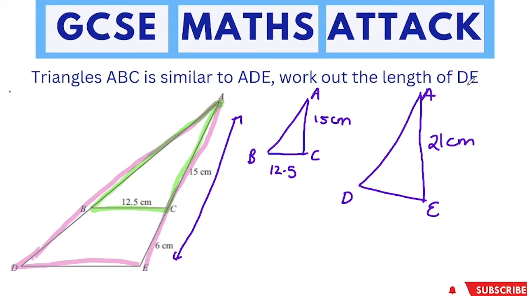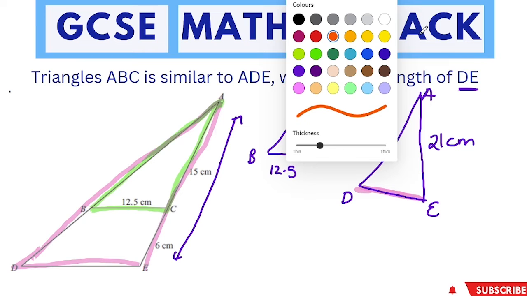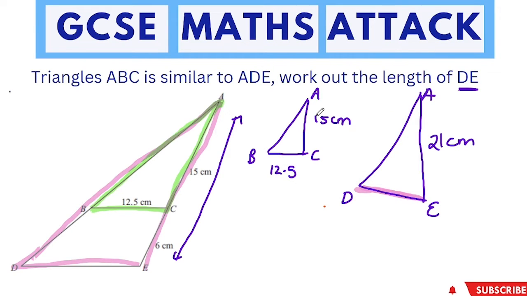I'm asked to work out the length of DE. So let's identify where DE is. DE is over here. Now, obviously, my drawing is not as accurate as possible, but we're just going to have to make do with what I've drawn. Okay, so the first thing we need to do is work out the corresponding sides. So I can see that AC is corresponding to AE over here. I can use those two lengths to work out the scale factor. So I'm going to do 21 divided by 15. Now, if I do 21 divided by 15, that gives me 1.4.